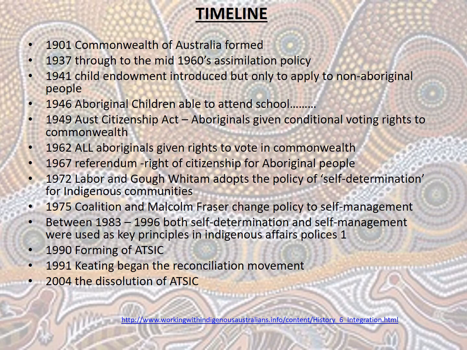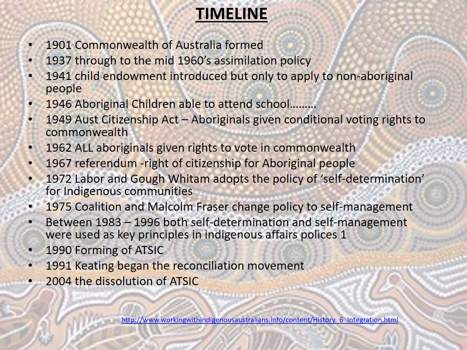From 1937 through to the mid-1960s, the policy of assimilation was carried out by the Commonwealth and states, stating the destiny of the half-caste native lies in their absorption into the white community. During this time, in 1941, child endowment was introduced in Australia. However, this only applied to non-Aboriginal people. And in 1946, we see the Aboriginal child was able to attend school. However, first they needed a medical certificate to do so, and all the parents of the white children needed to agree to their attendance.